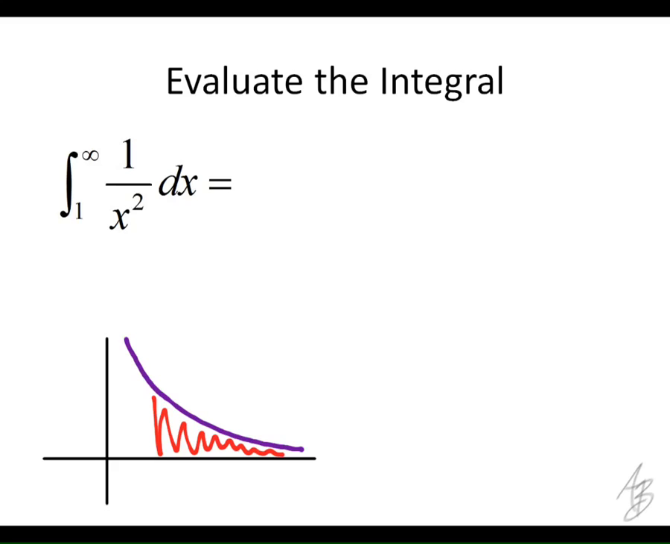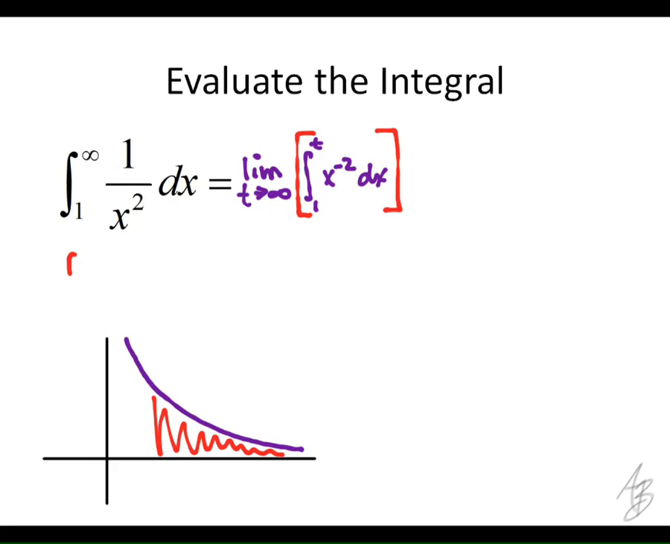So the first thing we need to do is rewrite this as a limit. So we're going to take the limit as t approaches infinity of the integral from 1 to t, 1 over, and actually I'm going to rewrite it, x to the negative 2 dx. I just did that so it's easier to evaluate the antiderivative. Again, I'm going to take this part right here, go off to the side and do some computation, and then plug my result back in.